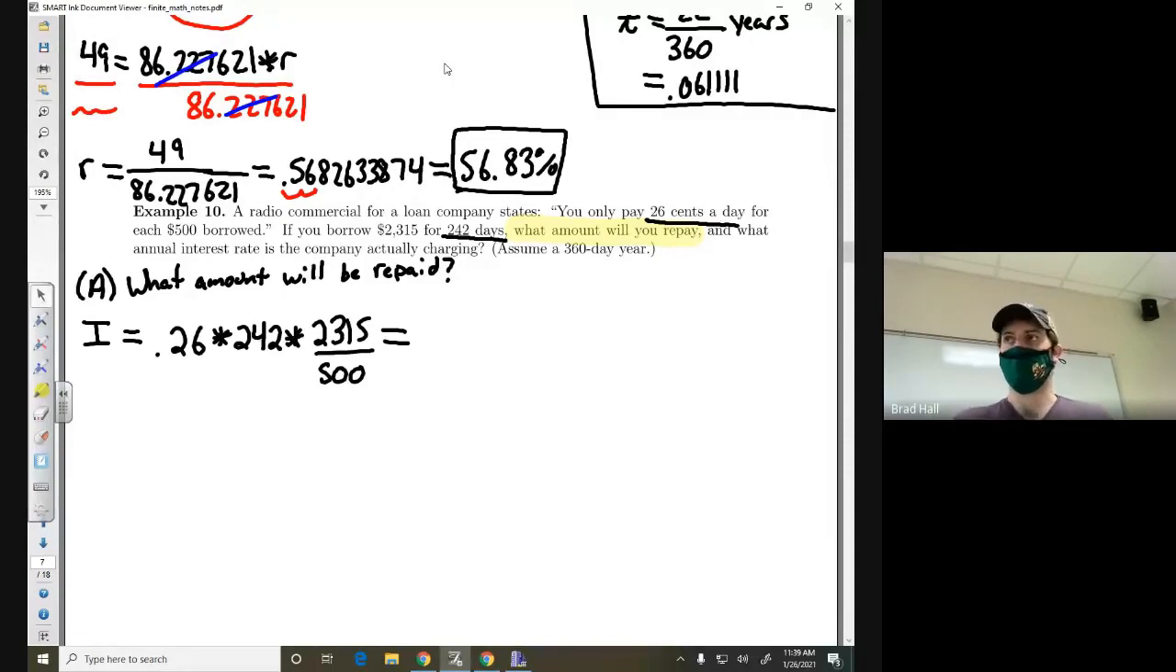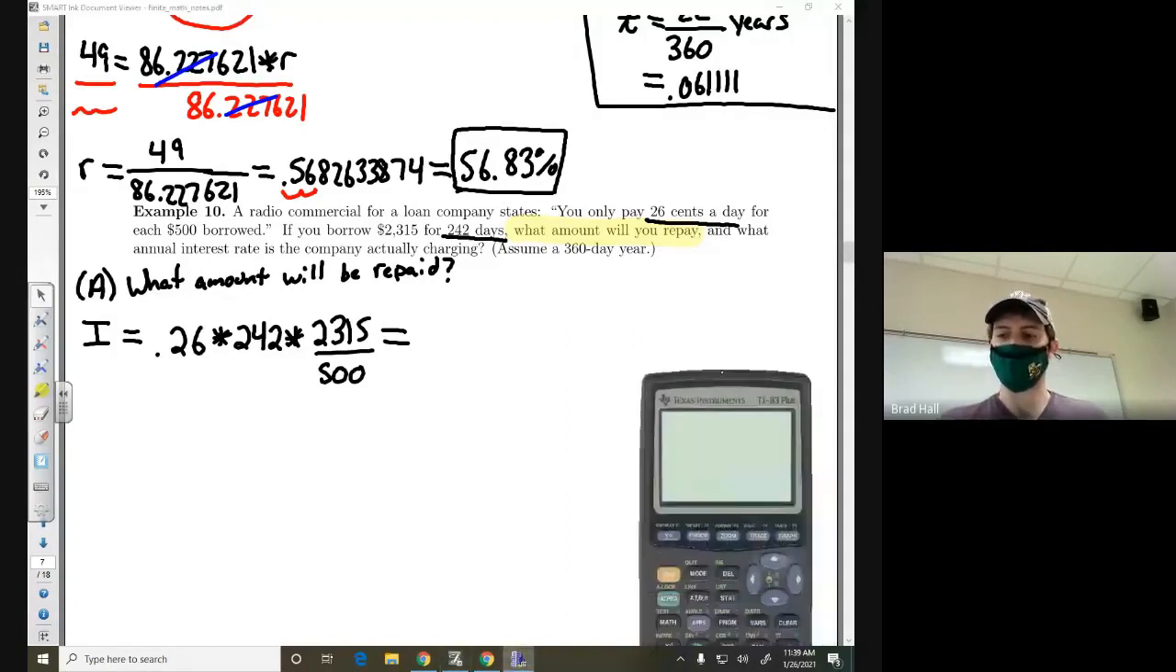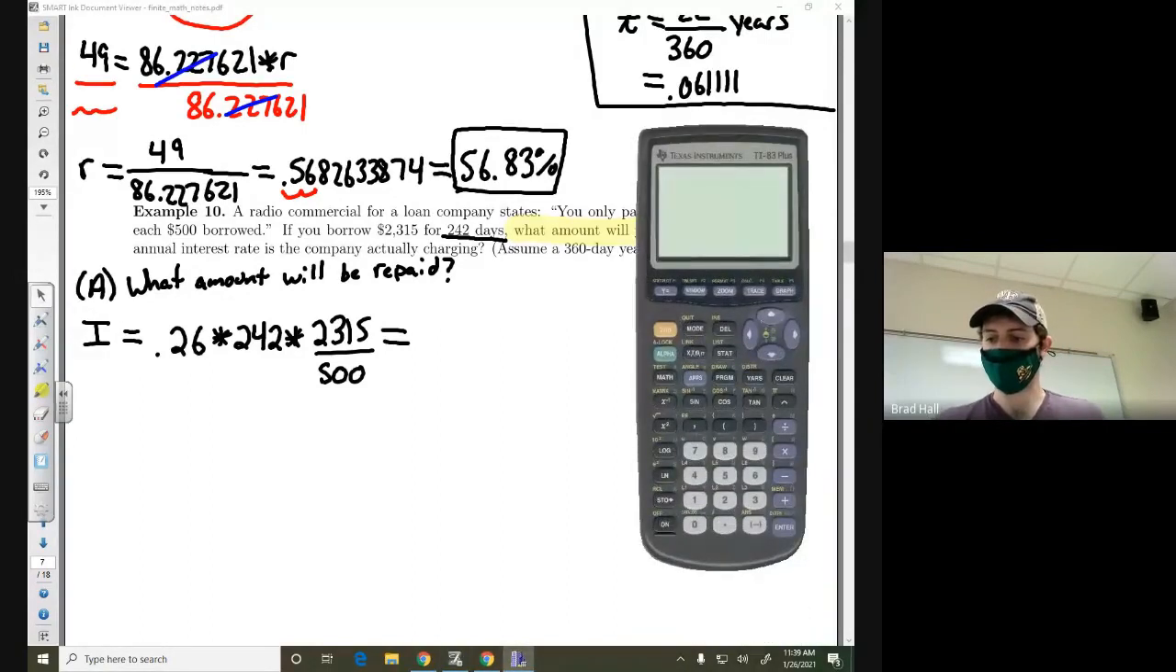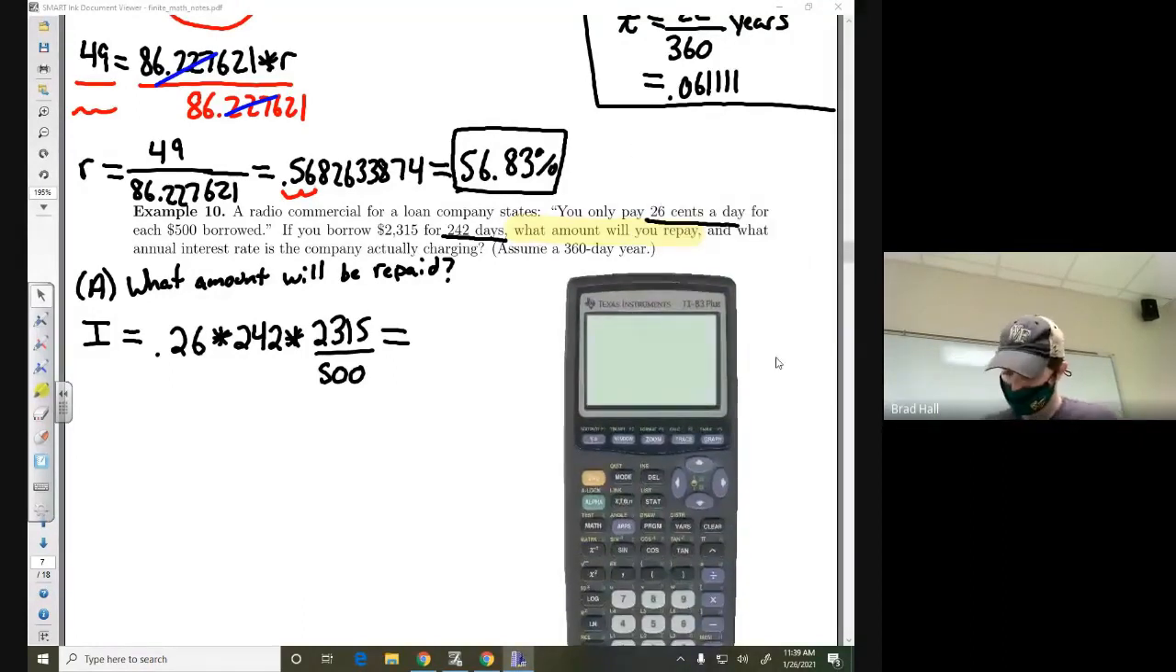This is how the radio station is defining their own interest. They're doing their own thing right now. And so we're going to put all this in the calculator. 2 times 2315 divided by 500. And this is the fee. 291.32, because this is money, so I'll round it at cents.